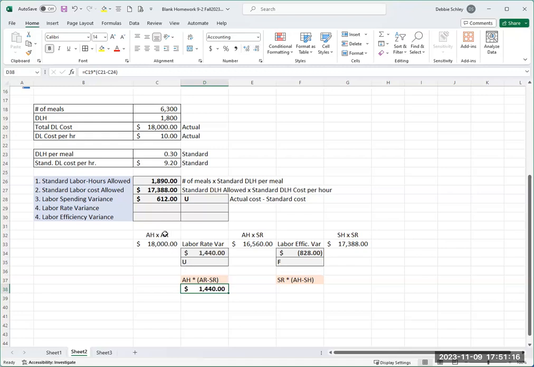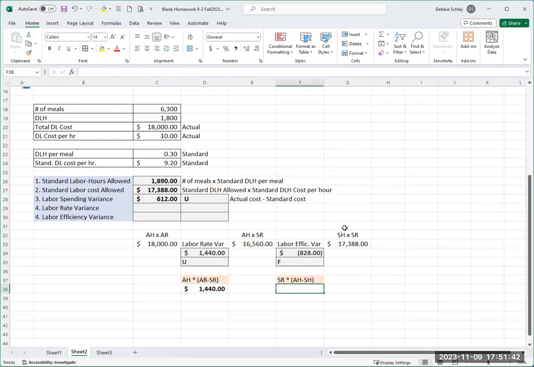So you can do it actual hours times actual rate minus actual hours times standard rate, or you can take actual hours times the actual rate minus the standard rate, and that will give you the labor rate variance. And again, it is unfavorable because our actual cost per hour was more than the standard.